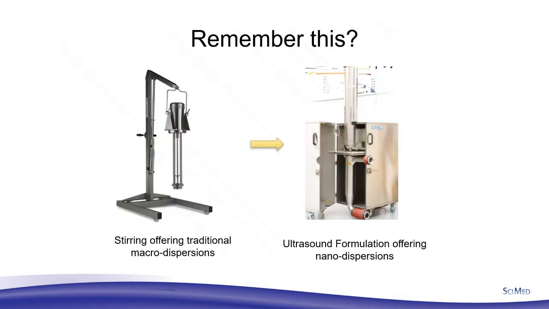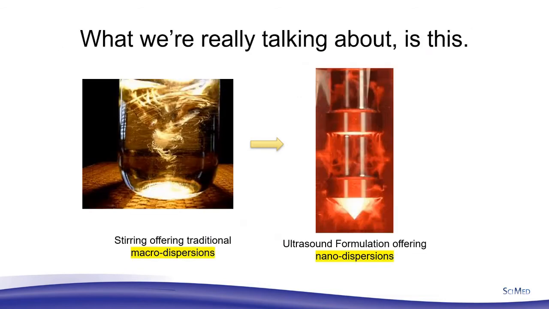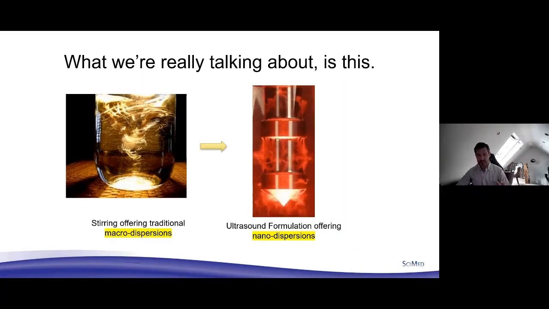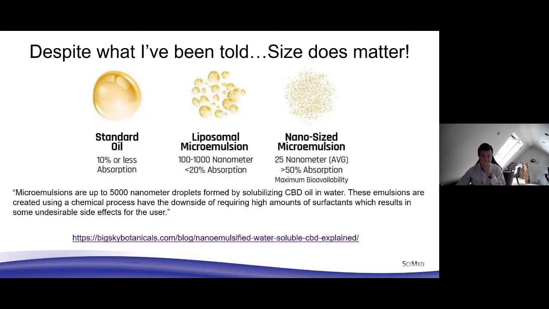So remember when we talked about moving from the macro dispersions of stirring to the nano dispersions of ultrasound that I've just shown you? What that means in reality on a chemistry level is this is what we're really talking about. We're going from simply stirring something round and round and hoping that it mixes well to form emulsions that are stable, to making sure that ultrasound does the job properly and we form nano dispersions. And despite what I've been told, size does matter, and that's demonstrated here.